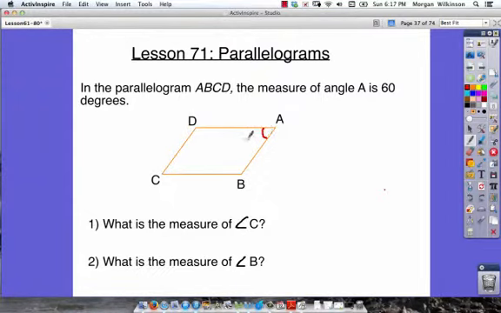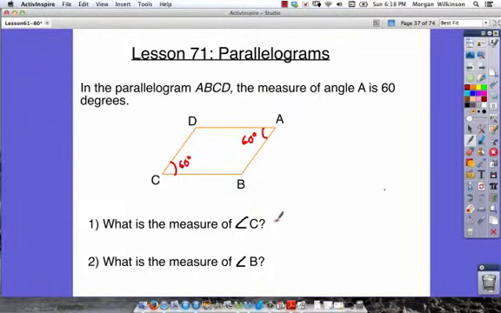So let's go ahead and fill that in. If the measure of angle A is 60 degrees, then the measure of angle C, directly across from it, must also be 60 degrees. We can see they're both acute, so they both must be the same in this parallelogram. Now, if we want to figure out what the measure of angle C is, we just did it because they're directly across from each other, and this is a parallelogram. So we've got our answer, 60 degrees.